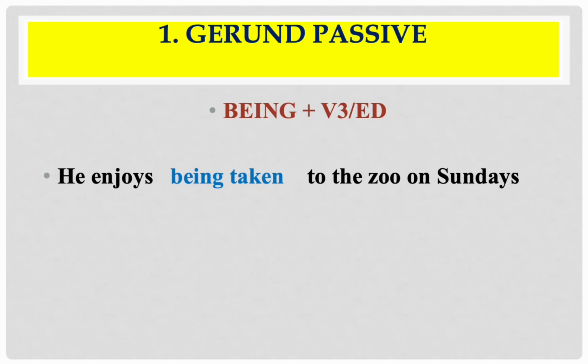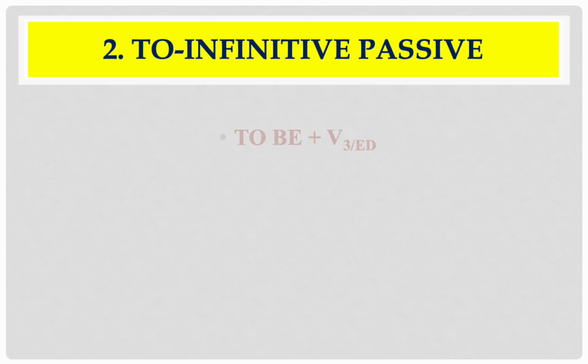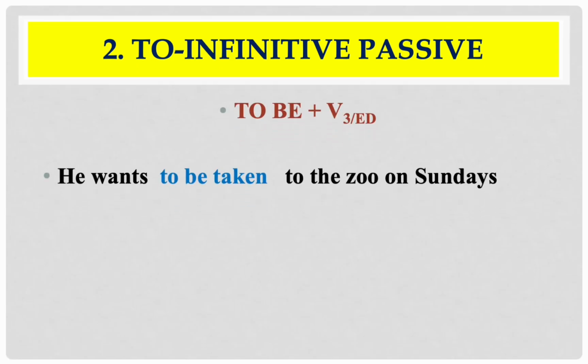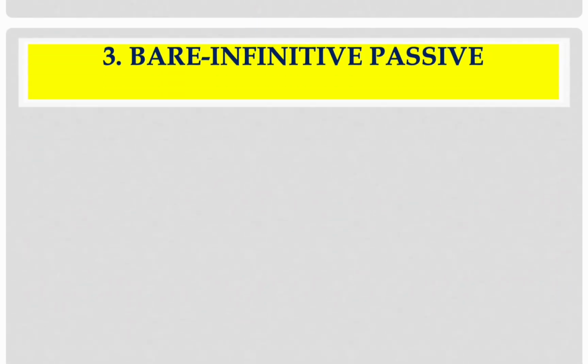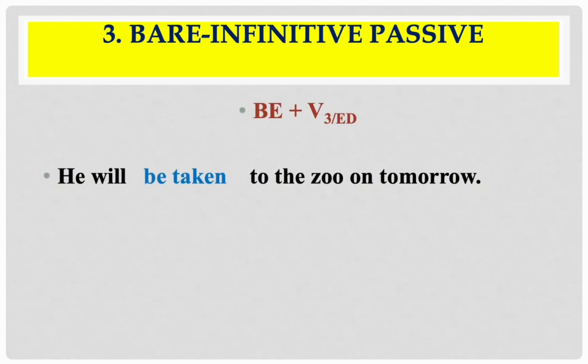Gerund passive, being plus past participle. For example, he enjoys being taken to the zoo on Sundays. To infinitive passive, to be plus past participle. For example, he wants to be taken to the zoo on Sundays. Bare infinitive passive, be plus past participle. Example, he will be taken to the zoo tomorrow.